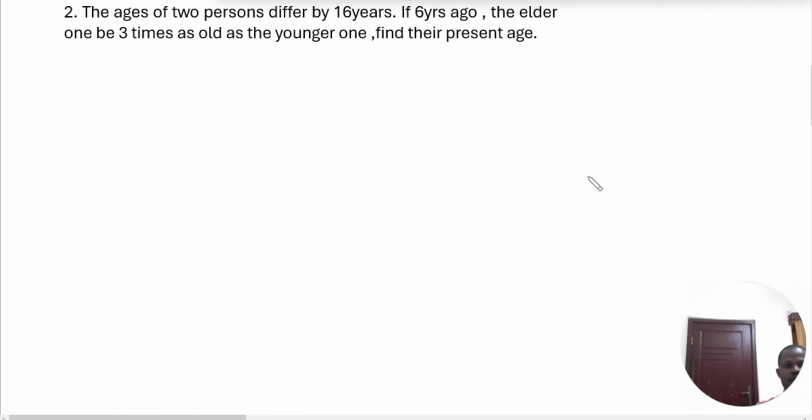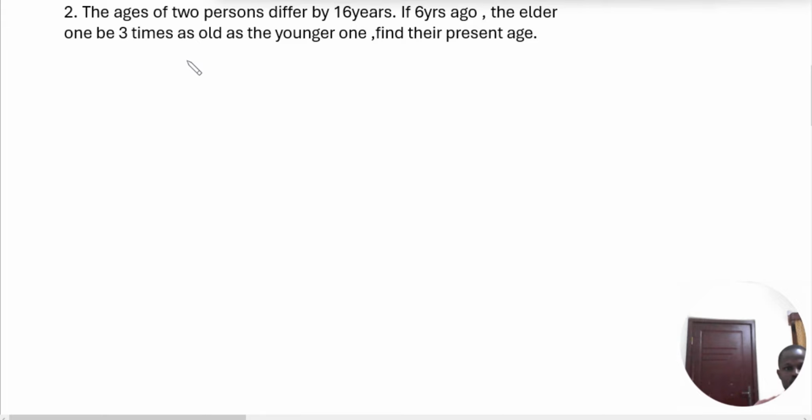So we have a word problem here, and we're going to solve this. Let's read this question. The ages of two persons differ by 16 years. If 6 years ago the elder one would be 3 times as old as the younger one, find their present age. So we need to find the age of the younger one and then the elder one.